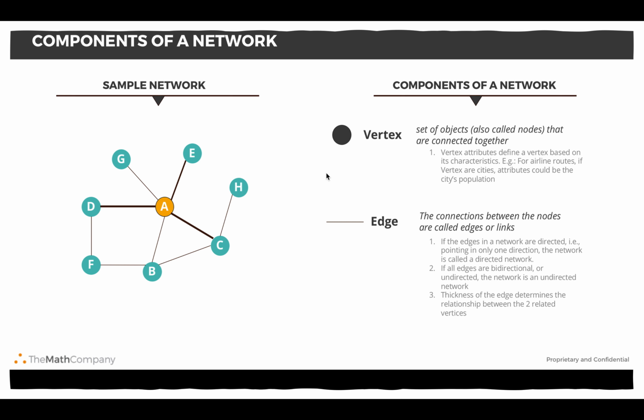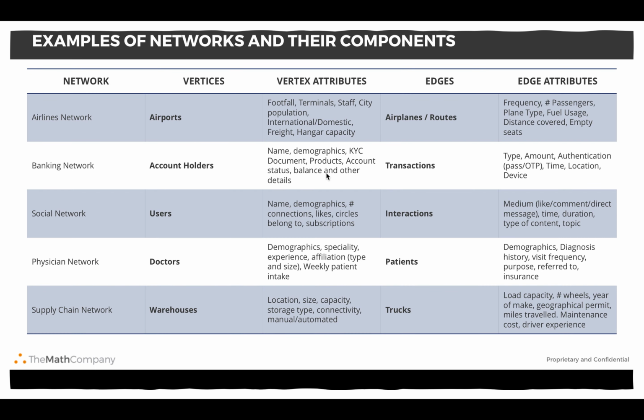But if we had a direction, let's say from A to E, it is more or less like a one-way road that you could only go from A to E, but you cannot come back from E to A. Okay, so this is basically the main components of a network. And we see examples of networks in our everyday lives.